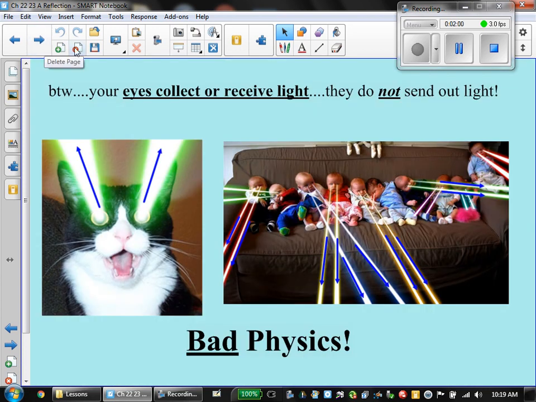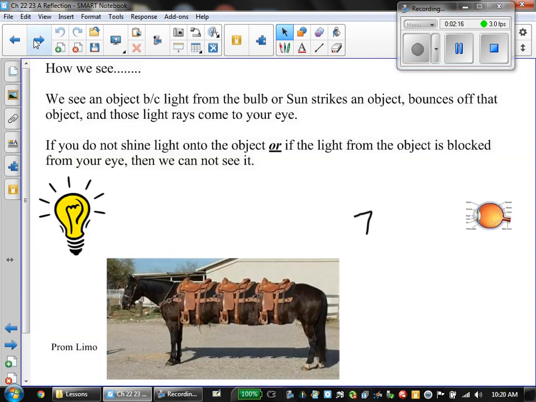A couple of quick things that are very important in our study of optics: remember, your eyes collect light. Your eyes do not send out light. So when you're doing ray diagrams, and I know you know this, but make sure that the arrows are always pointing towards the eyes, not away. So cats don't send out light, and baby eyes don't do the same.